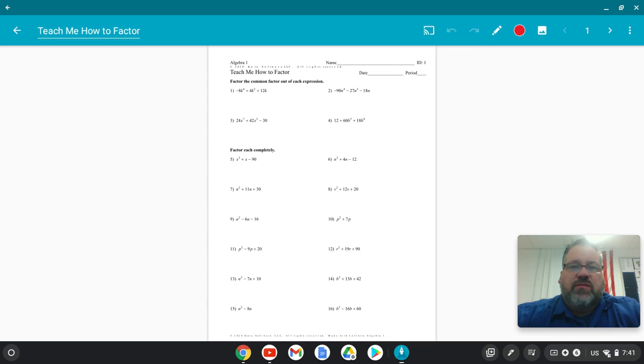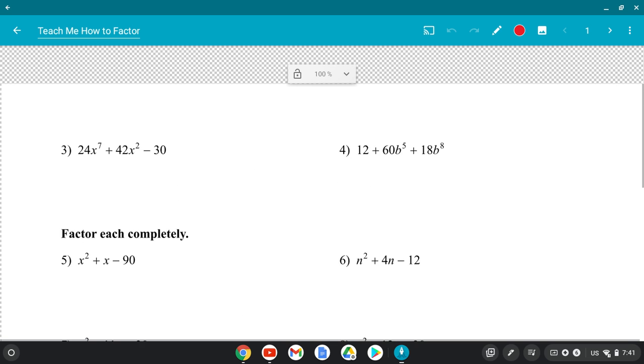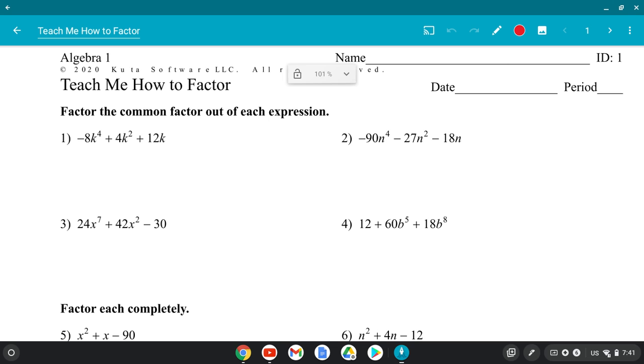All right, let's go over this teach me how to factor practice we did from last night. Let's go to work. The first four problems were all about finding the greatest common factor.